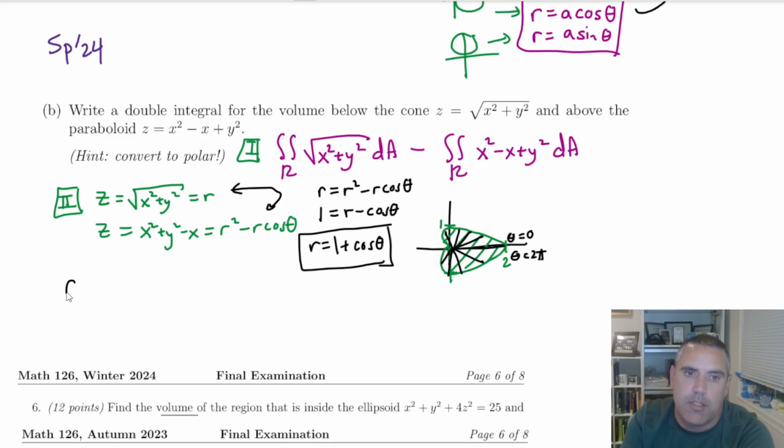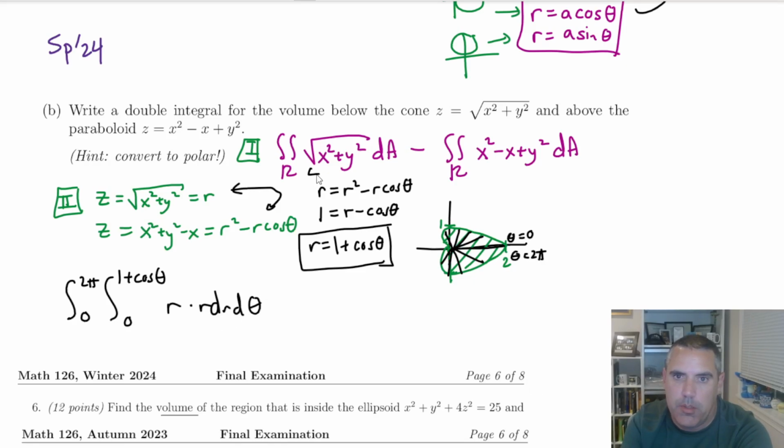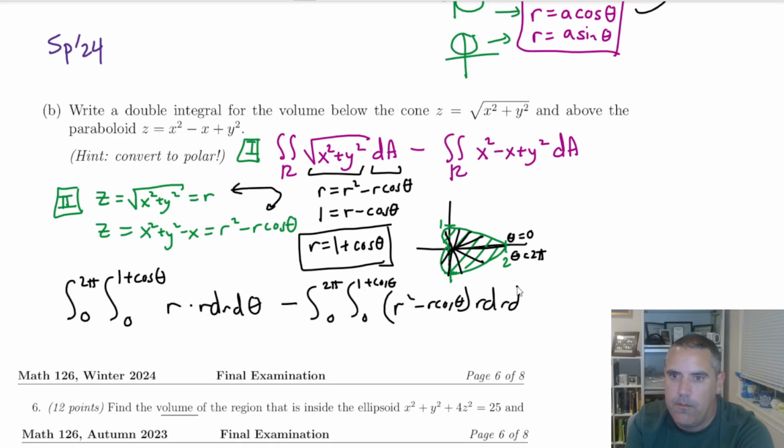So I would like to do the integral from 0 to 2 pi, and the integral from 0 to the edge of the cardioid. So you didn't actually need to see the picture. But anyways, r times r d theta. That's what this will be, r times r d theta. And then you'll subtract the integral from 0 to 2 pi, the integral from 0 to 1 plus cosine of theta, r squared minus r cosine of theta, r d theta.